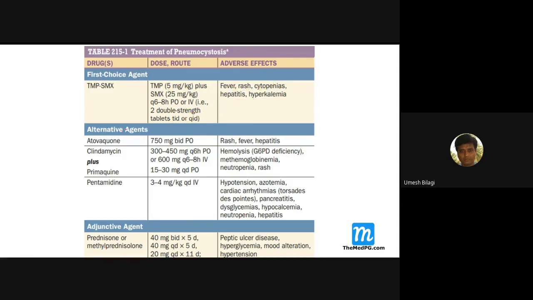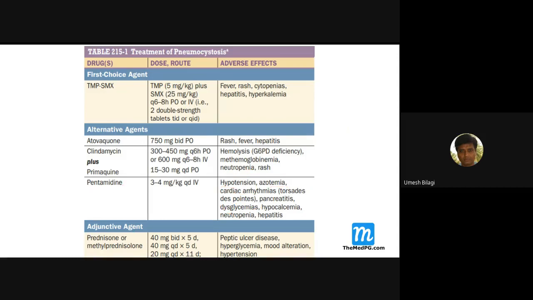This is the second drug. If the patient cannot tolerate all of this, you can try this. It is a bit expensive, and for absorption you have to give a high fatty diet. Otherwise, go for intravenous, or you can use clindamycin plus primaquine, and pentamidine. Pentamidine is given as a nebulization, aerosol. Side effects are bronchospasm, pancreatitis, arrhythmias, and cardiac arrhythmias if you are using pentamidine.